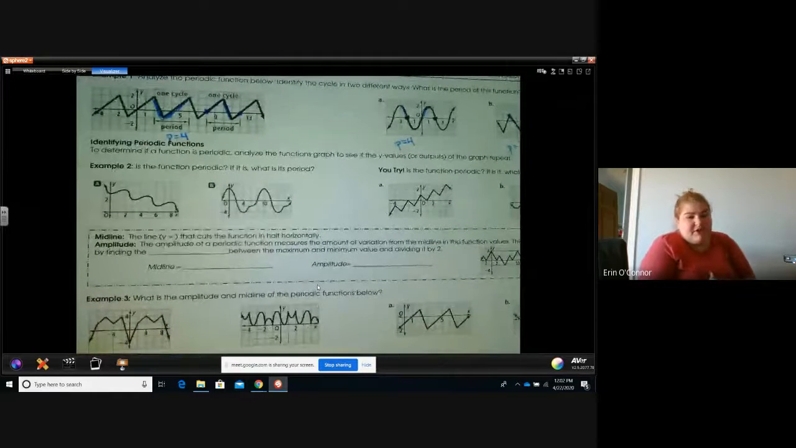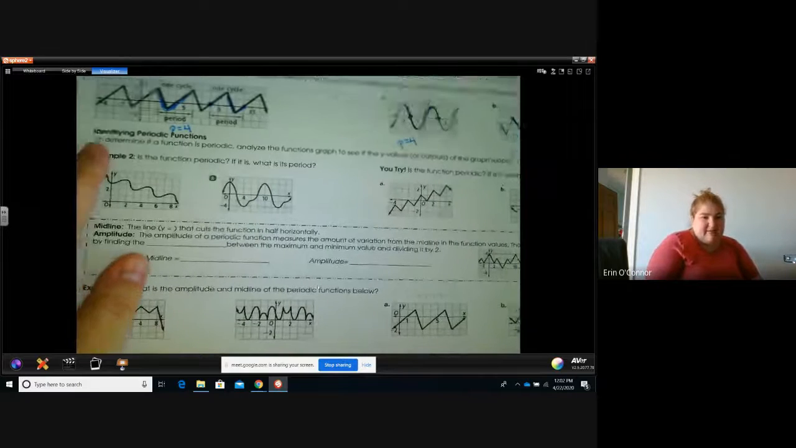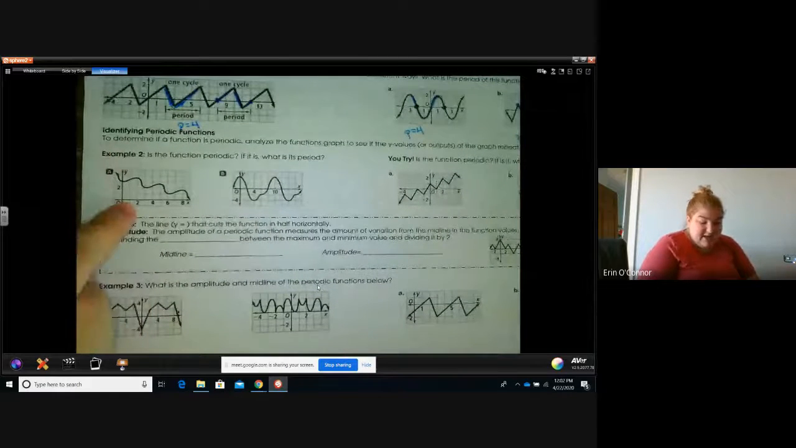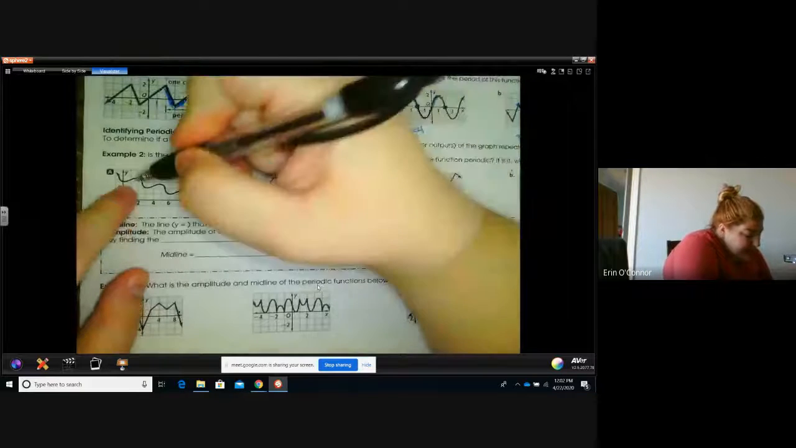Okay. Now, to determine if a function is periodic, analyze the function graph to see if the y values or outputs of the graph repeat. Do the y values repeat? Is the function periodic? If it is, what is its period? So looking at A, is this periodic? No, because the y values don't repeat.